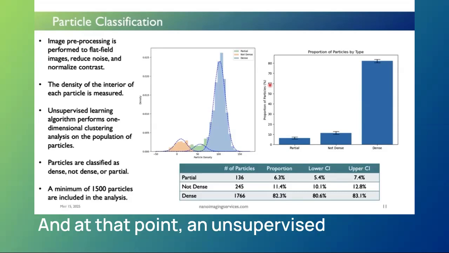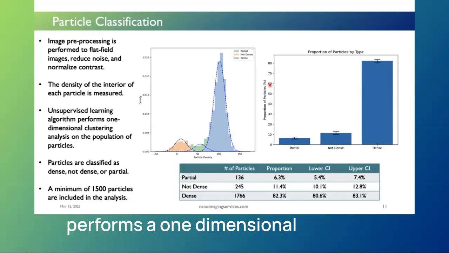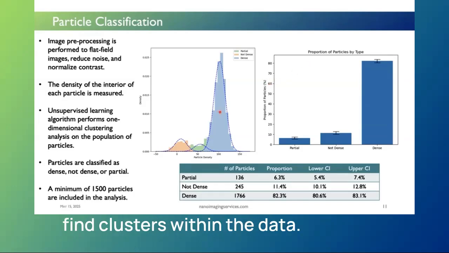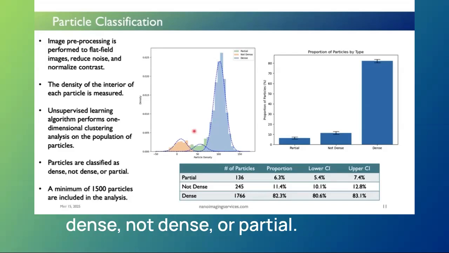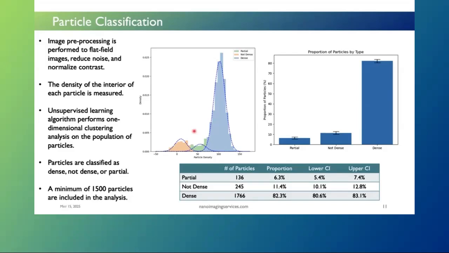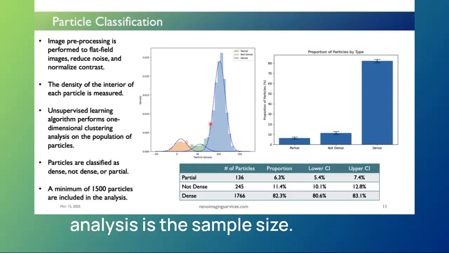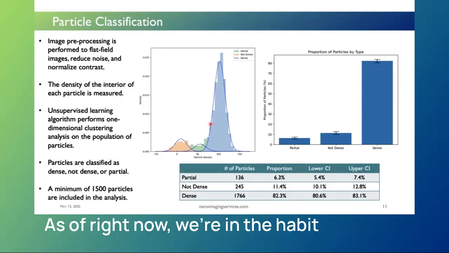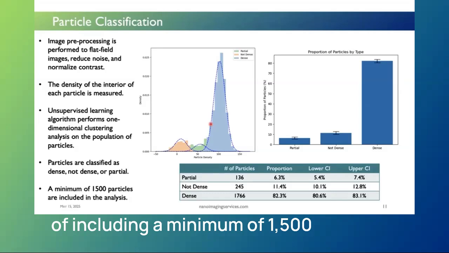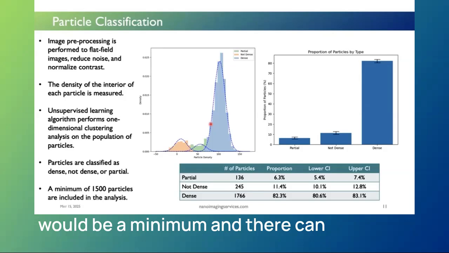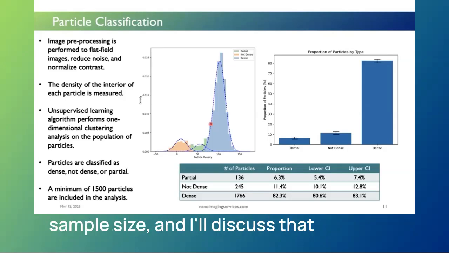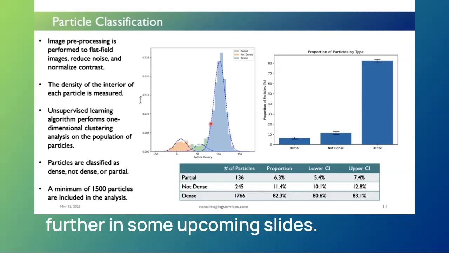At that point, an unsupervised learning algorithm performs a one-dimensional cluster analysis on all these density measurements to find clusters within the data. Based on this, the clusters are classified as either dense, not dense, or partial. A final element of the analysis is the sample size. As of right now, we're in the habit of including a minimum of 1,500 particles for any analysis, but this would be a minimum, and there can be benefits to looking at a larger sample size, and I'll discuss that further in some upcoming slides.